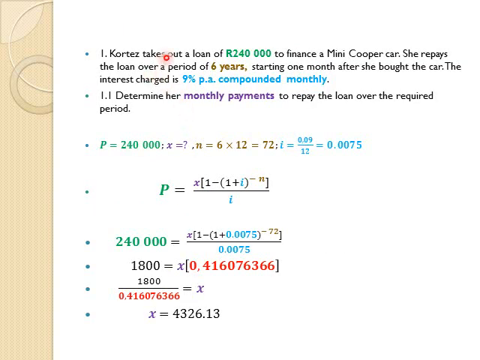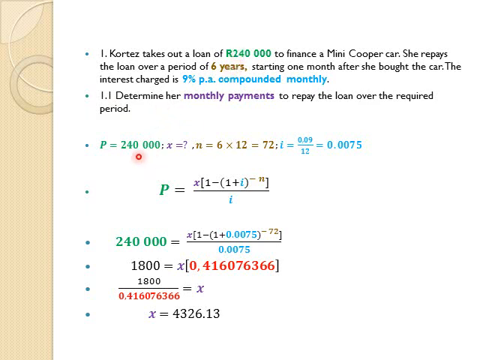Cortez takes out a loan of 240,000 to finance a Mini Cooper car. She repays the loan over a period of 6 years, starting 1 month after she bought the car. Interest charge is 9% per annum, compounded monthly. Determine her monthly payments to repay the loan over the required period.